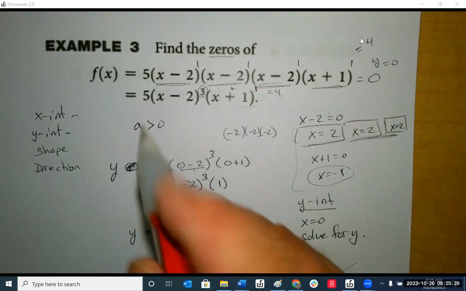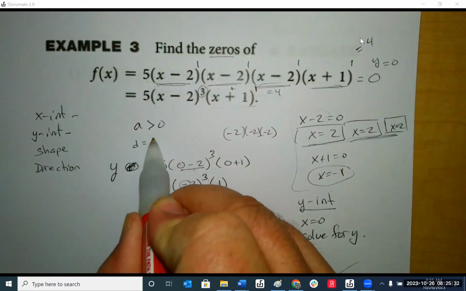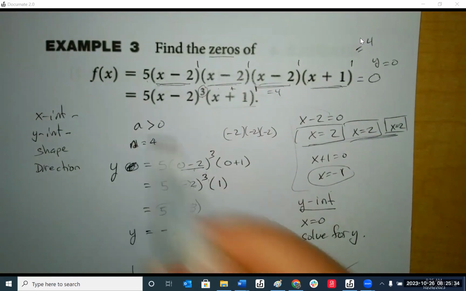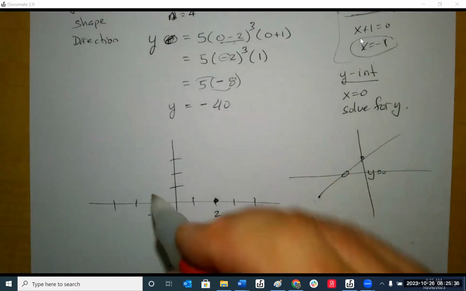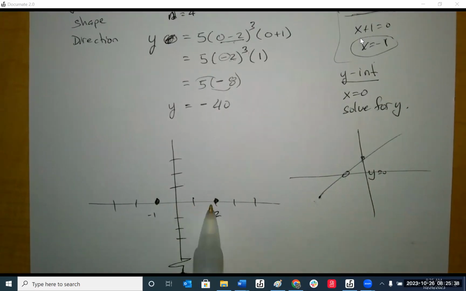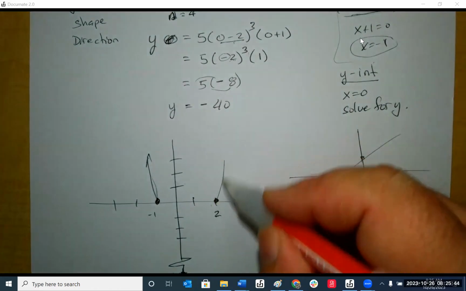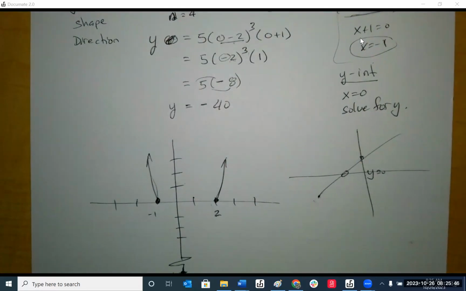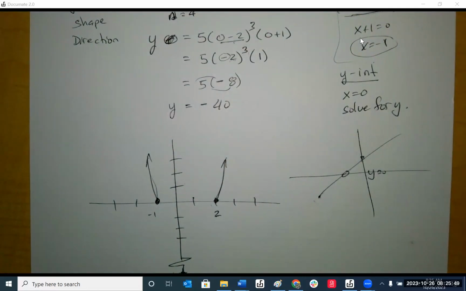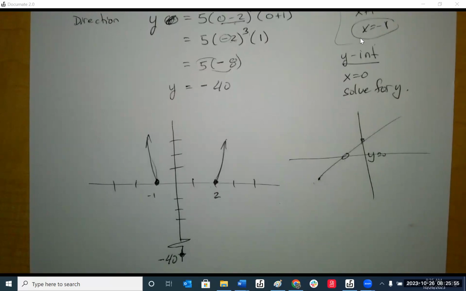So since our degree, or n, I should say, is 4 and a is positive, from our endpoints, from the farthest end dots, we know that they both go up. The graph goes up. This is what I call the end behavior. Out of the last dots, what happens to the graph?